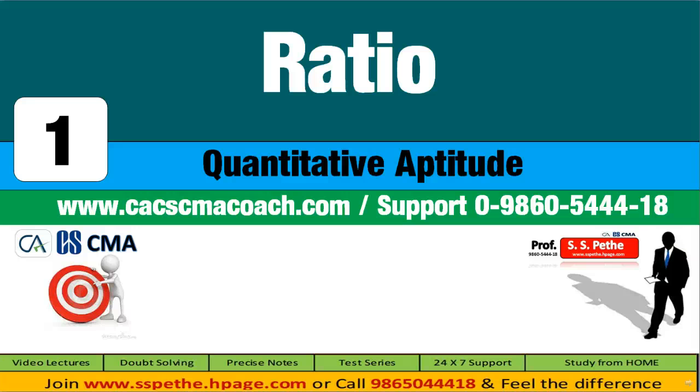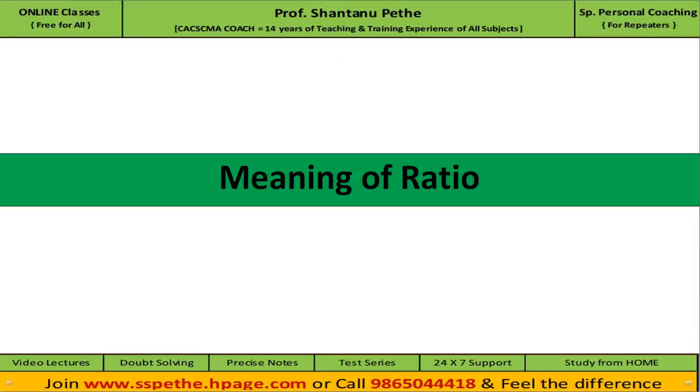Hello friends, today we are going to discuss the topic ratio. First, let's see the meaning of the term ratio. The term ratio means comparison. Ratio का मतलब होता है comparison. Comparison किसका करना है? Comparison of two or more quantities. तो minimum दो quantities होनी चाहिए for a ratio, two or more quantities.